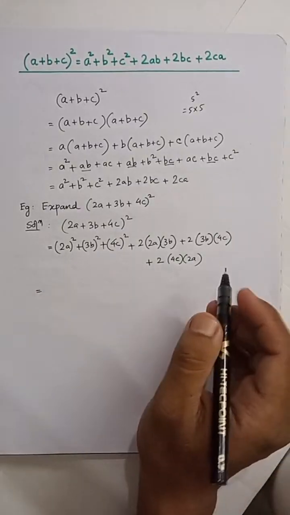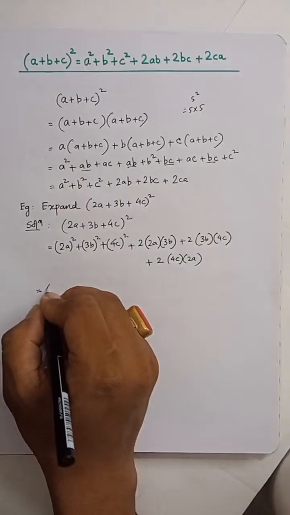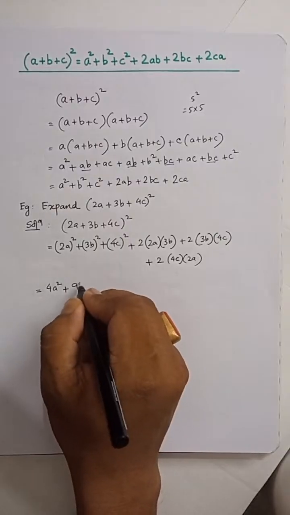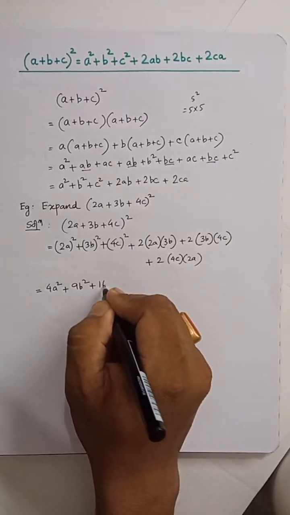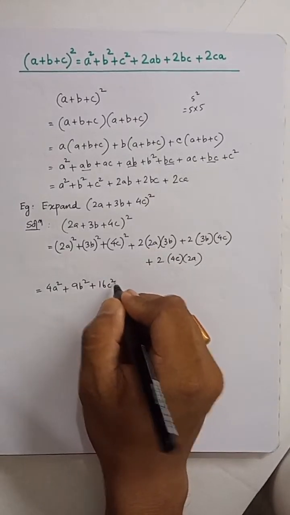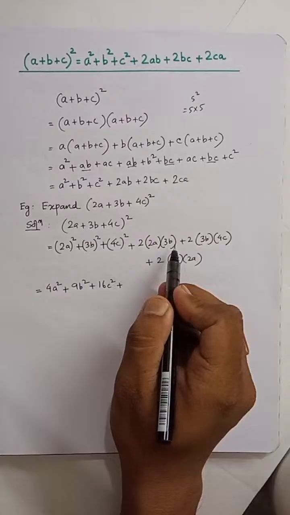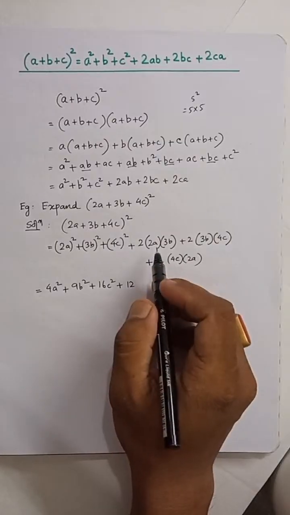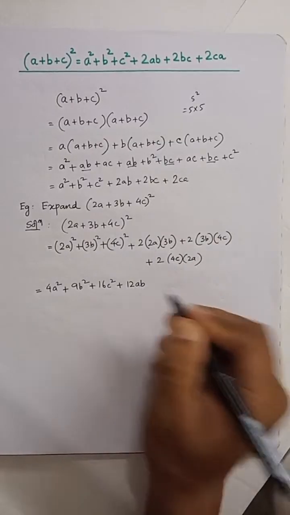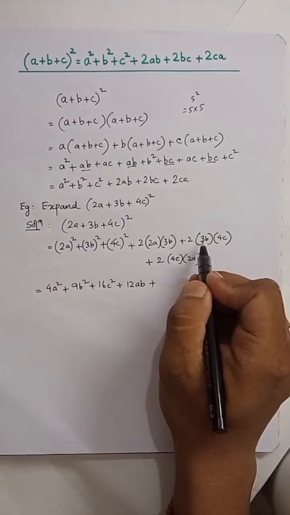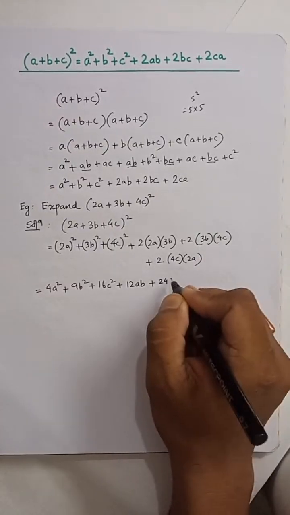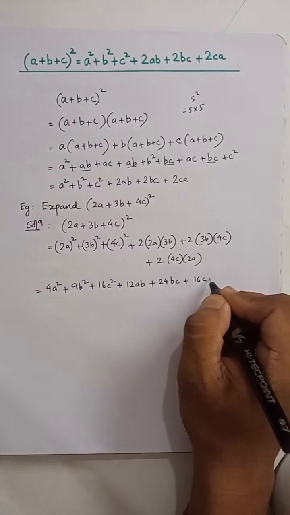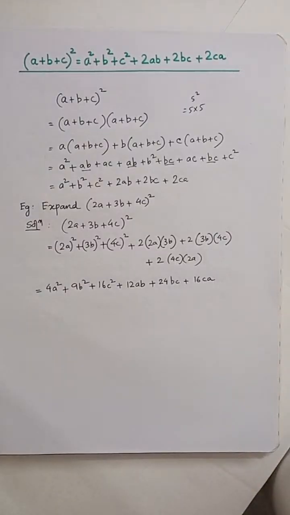Okay, now this is going to be the last step. We'll find the values and write them. This is very simple. 2a whole square is 4a square, 3b whole square is 9b square, and 4c whole square is 16c square. Now we'll multiply the constants first. So 2 into 2 is 4, 4 into 3 is 12, then we'll multiply the variables a and b, so 12ab. Similarly 2 into 3 is 6, 6 into 4 is 24, 24bc, and 2 into 4 is 8, 8 into 2 is 16, 16ca. So this is our answer.